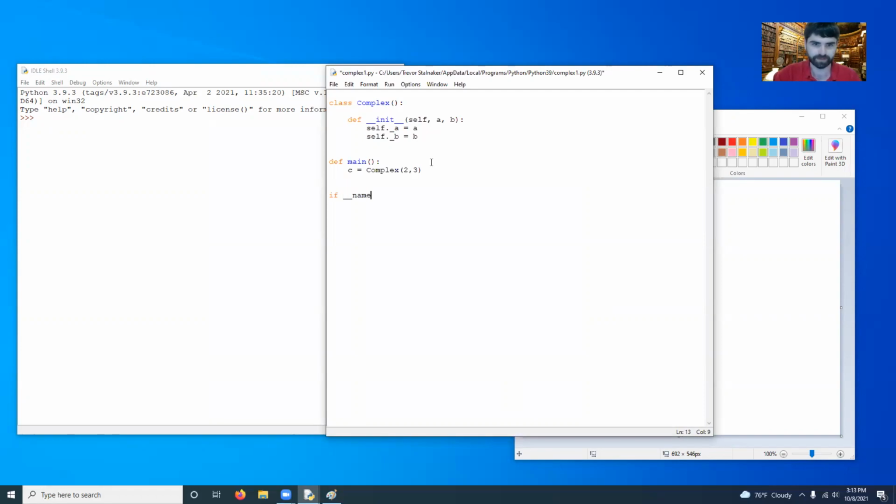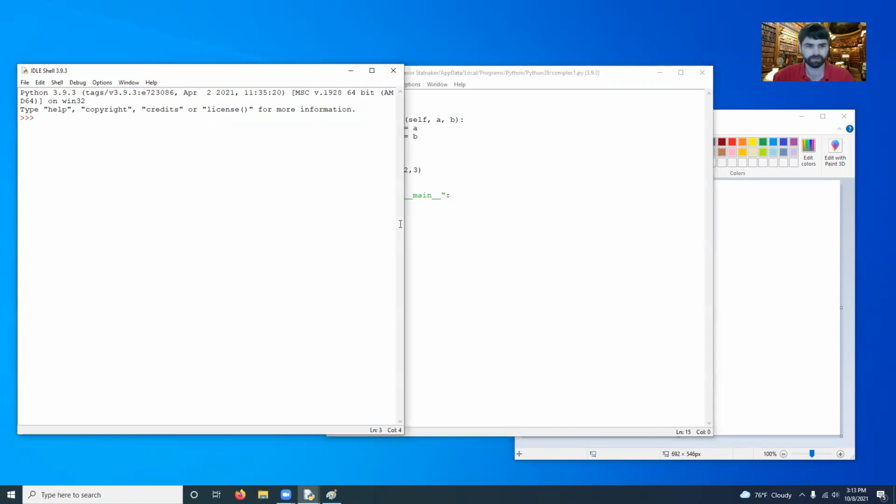And if you've never seen this idiom before, you can run a method like a main method by doing something like this. So if underscore underscore name underscore underscore equals underscore underscore main underscore underscore, do this. So basically, if we hit F5 to run this in the shell, or if you were to run it from the command line, it will run whatever you have here. And it's good practice to put that inside of a main method so that it's clear what's going on. So let's run this, and no errors. That's exactly what we want to see.